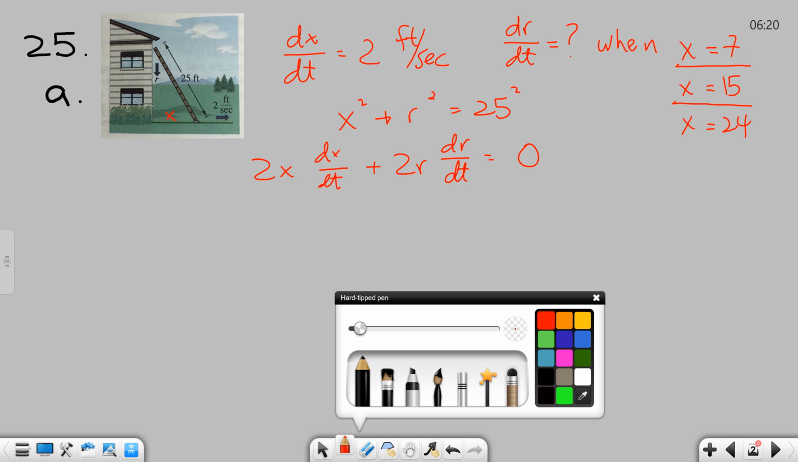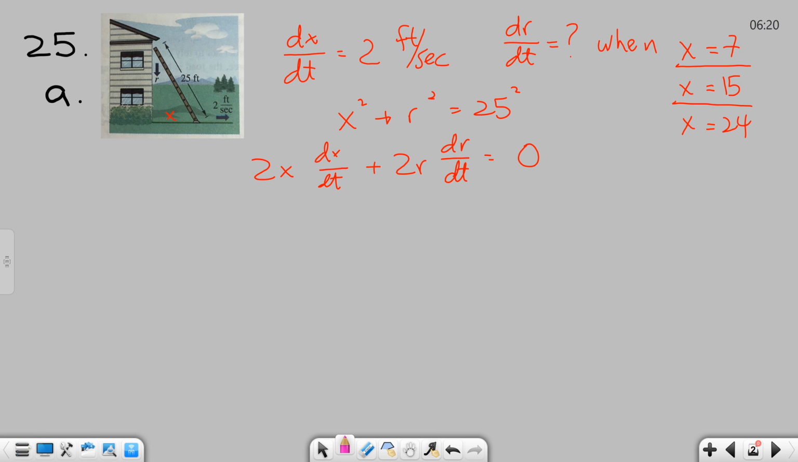In order to figure out r, I'm going to do a little sidebar over here and go back to the original problem. At that snapshot in time when x equals 7, I get the following equation. 7 squared plus r squared is equal to 25 squared. Which, doing the math, we magically find that r is equal to 24. It's an old Pythagorean triple there. 7, 24, 25.